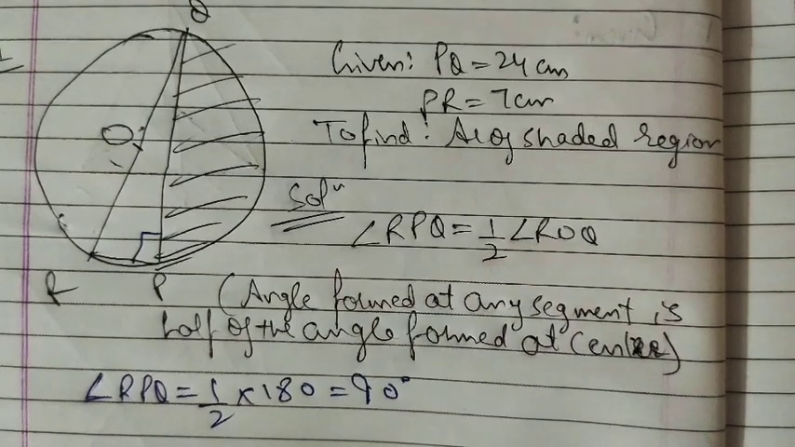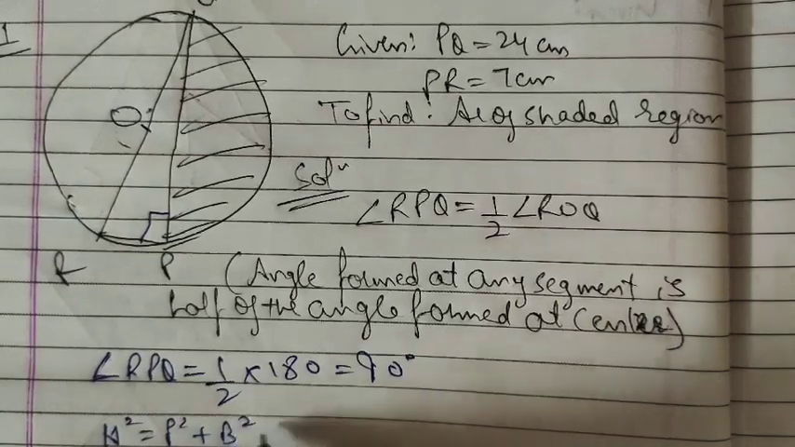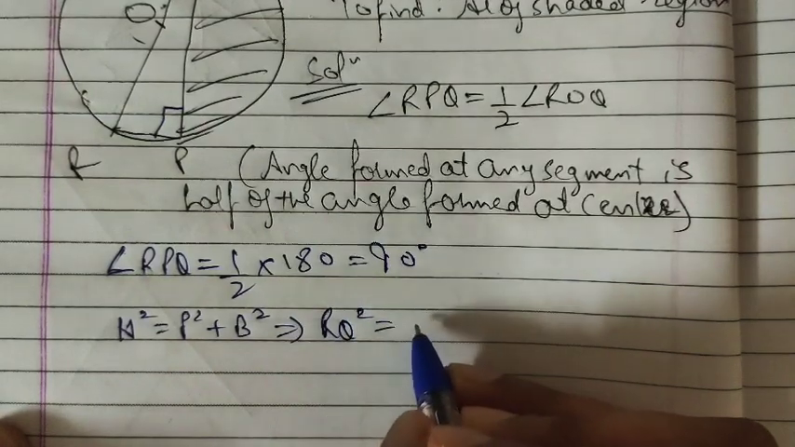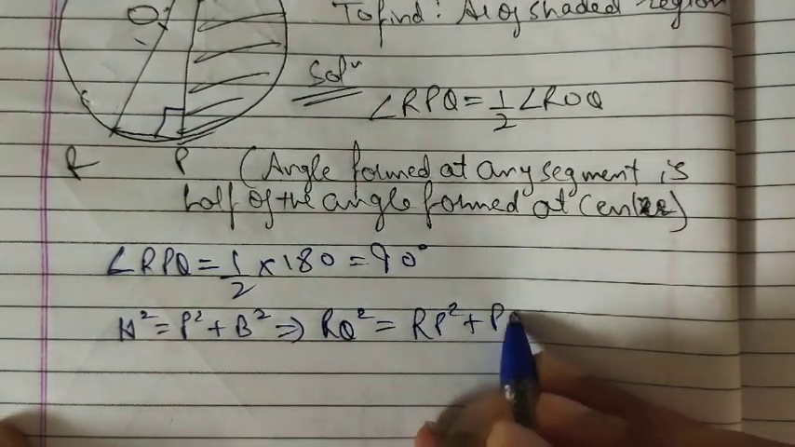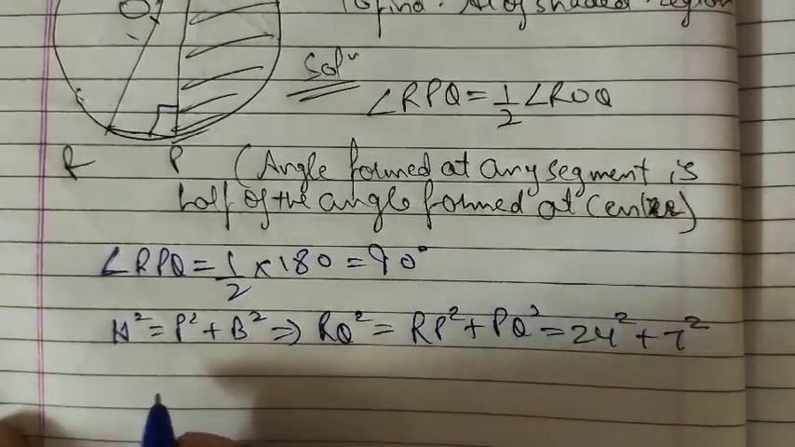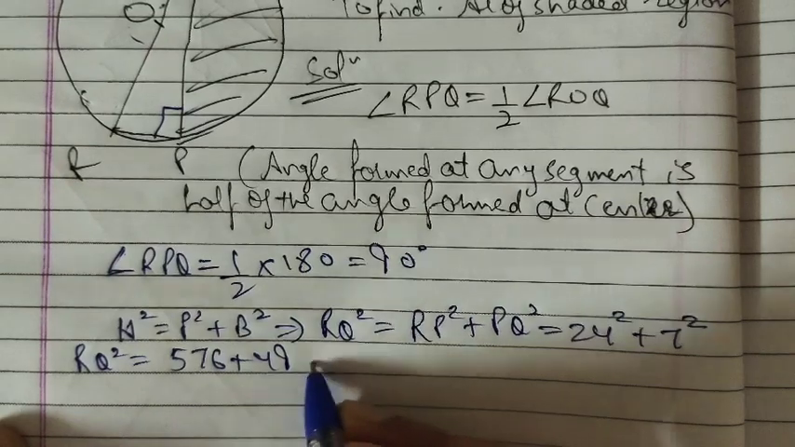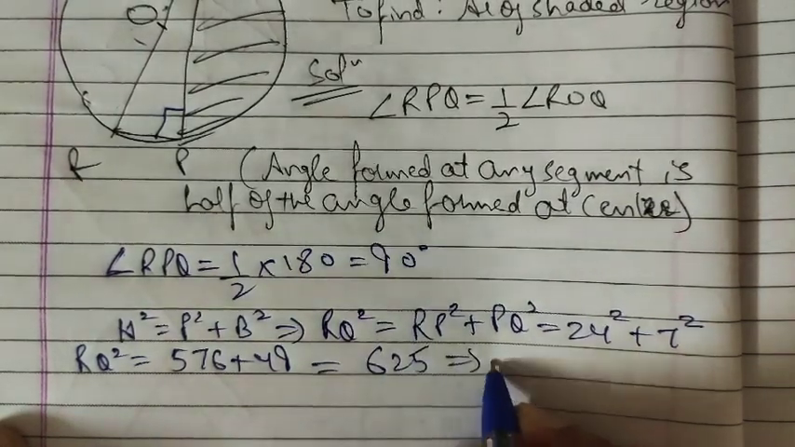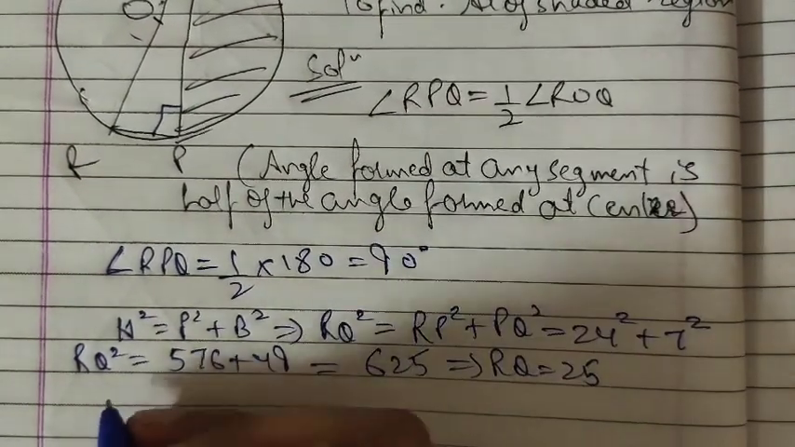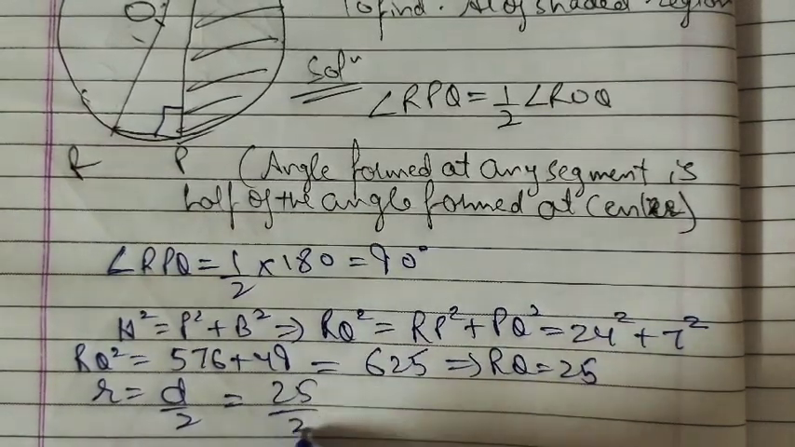Now using Pythagoras theorem, h square is equal to p square plus b square. Which means RQ square is equal to RP square plus PQ square, which is equal to 24 square plus 7 square. Now 24 square is 576. So RQ square is equal to 576 plus 49, which is equal to 625. So this implies RQ is 25. Now RQ is the diameter, so the radius of the circle is half of the diameter, which is 25 upon 2, right?